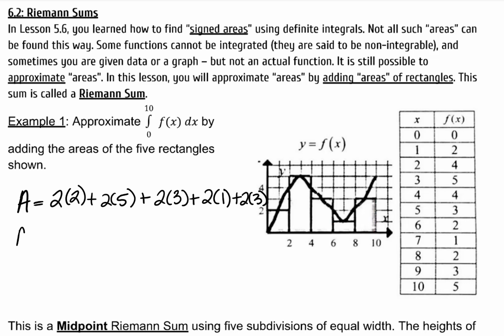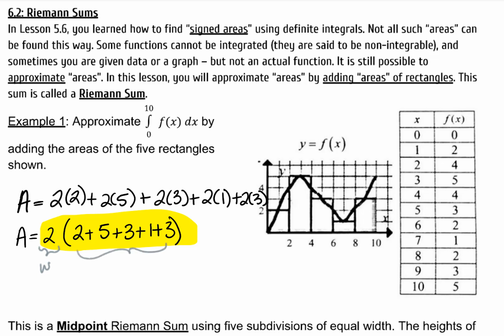But notice that 2 is the base of each of our rectangles, so I could write it like this. In fact, that is how AP wants to see a Riemann sum. So what are the requirements for AP in order to get full credit for a Riemann sum? You must write that standardized width being multiplied by the sum of the heights. What do they want to see in order to give you full credit?